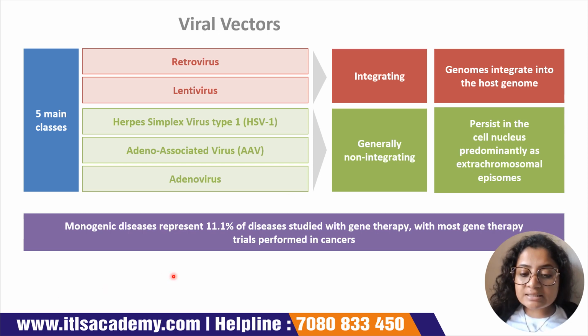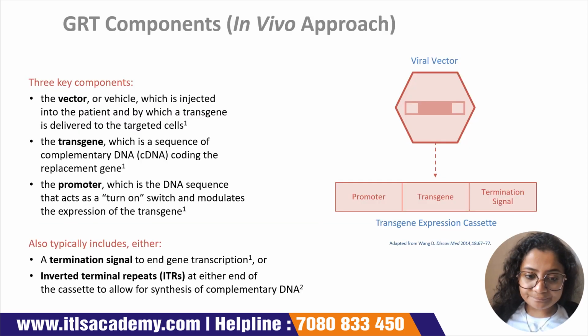Now the monogenic diseases that we have represent 11.1% of diseases studied with gene therapy, with most gene therapy trials performed in cancers. So most of the gene therapy trials have been performed in different types of cancers. Okay, now what are the different components of GRT, that is gene replacement therapy, when we are talking about the in vivo approach, means where we are directly injecting the gene into the body of the patient.